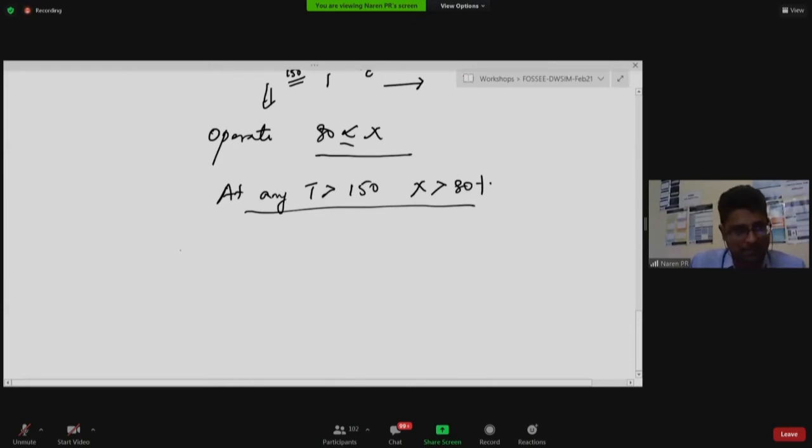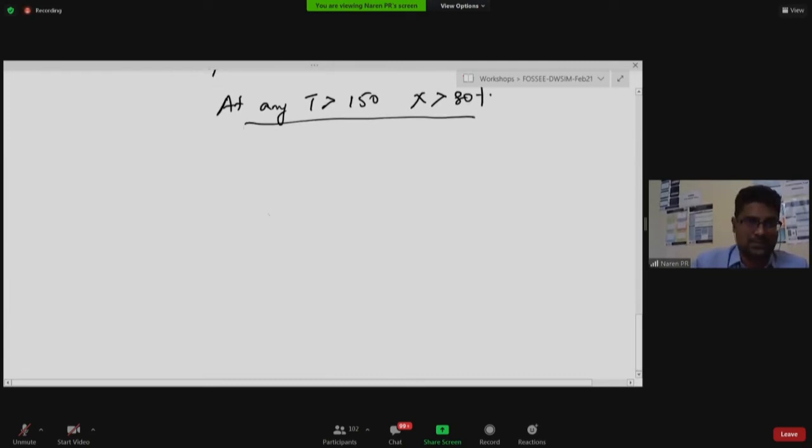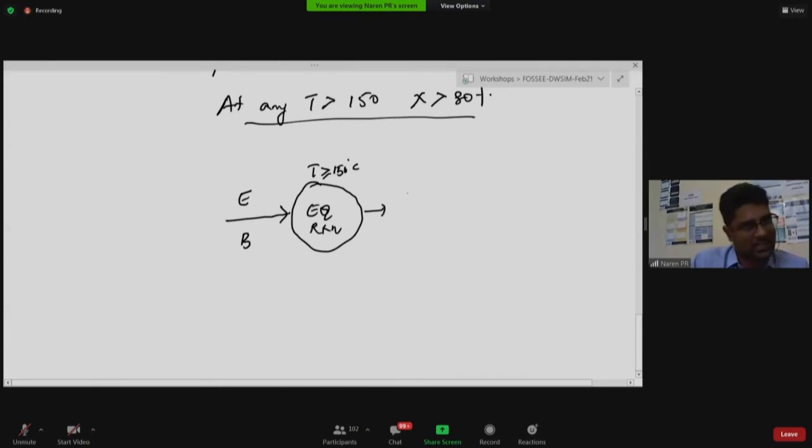Nobody else is giving that, right? You are developing the digital plant. Slowly your digital plant is getting developed. So now at the end of this exercise, you have a reactor, you have ethylene and benzene. If it is going to be an equilibrium reactor, and its temperature is anything greater than, let's say, 150 degrees Celsius, you are very sure that ethyl benzene will be 80% here, at least.